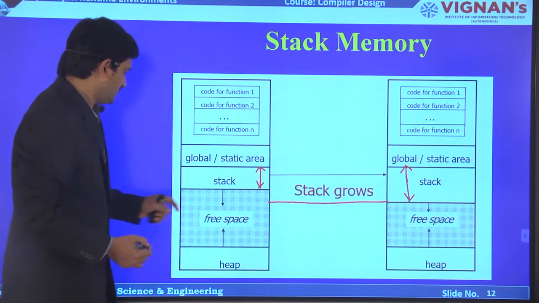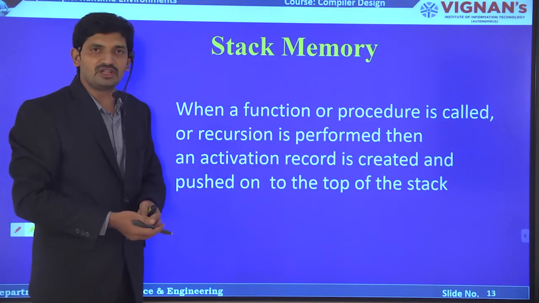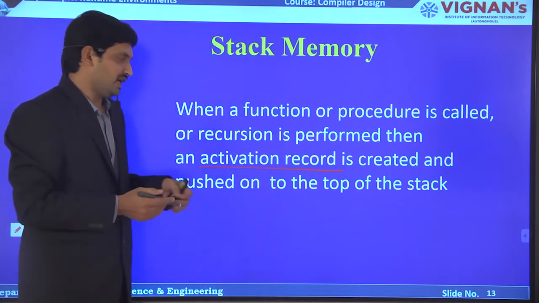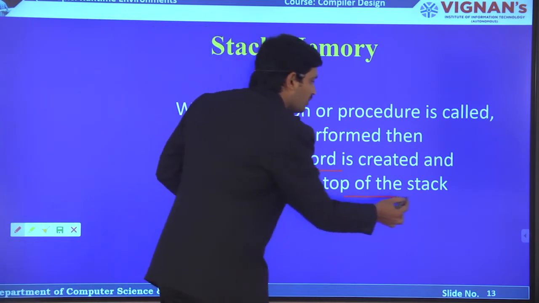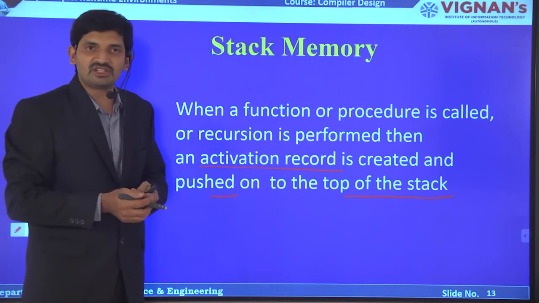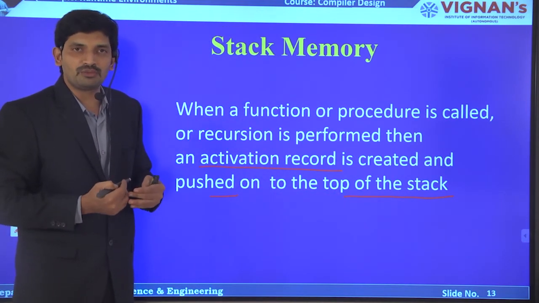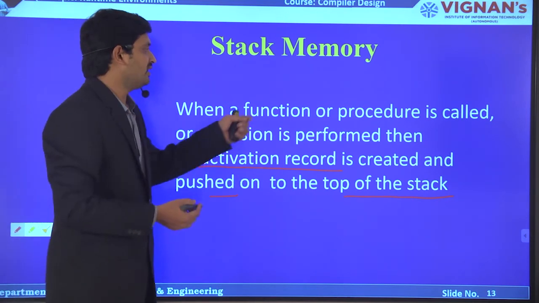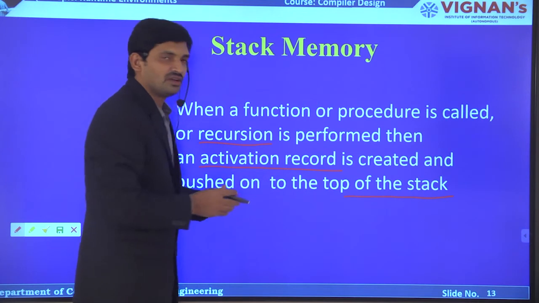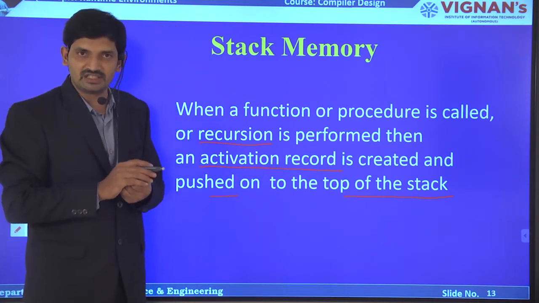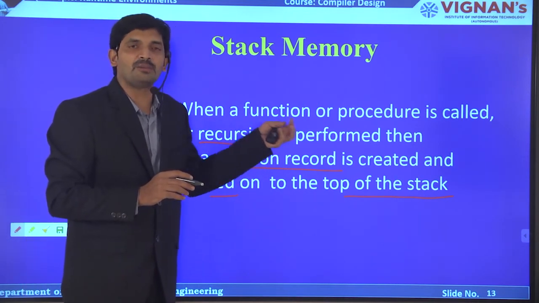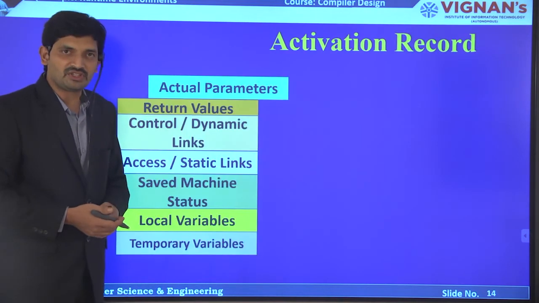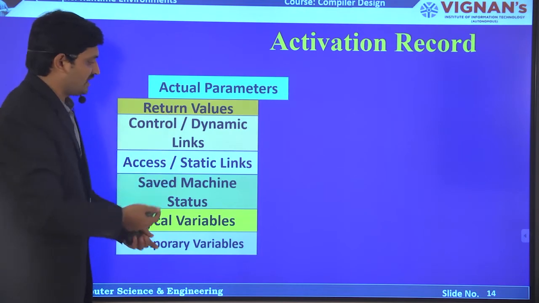Next, when a function or procedure is called, immediately an activation record is created and pushed onto the top of the stack. That activation record consists of all the information about that particular function or procedure. And here one more term is there, known as recursion. That means a function calling itself. To deal with this recursion, the operating system provides the recursion stack. Now come to the activation record, which consists of totally 7 blocks.